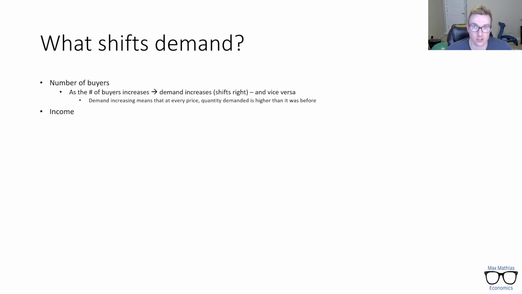Income is another thing that shifts demand. It also is something that we have to talk about two cases. So the first case is what we call a normal good. So with normal goods, as income increases, demand increases. I should also say all of these are vice versa as well. I just don't want to have to write and vice versa after everything. But for a normal good, if income goes down, demand goes down too.